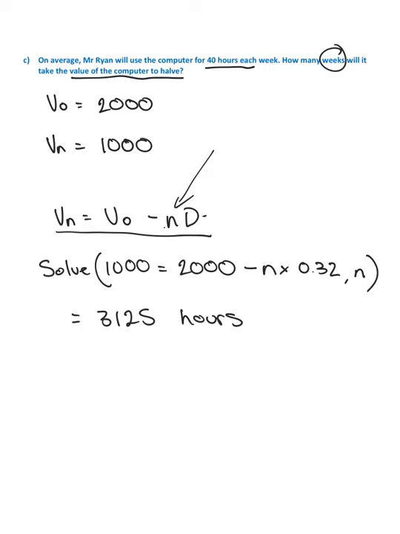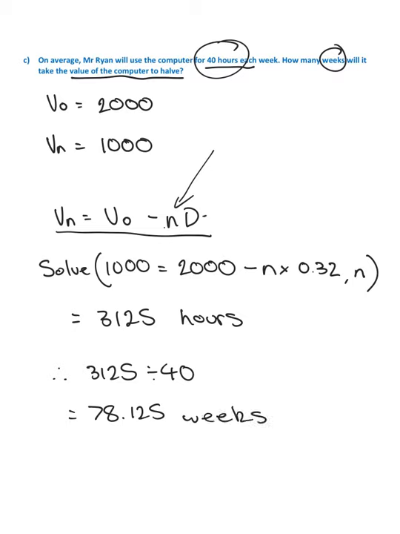Have we answered our question? No, because it asks us how many weeks. In the question it said that Mr. Ryan uses it for 40 hours a week. So we need to take our 3,125, divide that by 40, and we find the answer to be 78.125 weeks, or 79 weeks.